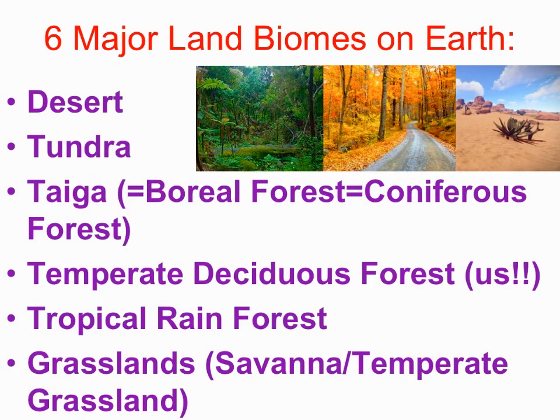So we have 6 major land biomes on Earth, you may recall. The first is the desert biome, the second is tundra. Third, we have taiga, which can also be called the boreal forest or the coniferous forest. Fourth, we have the temperate deciduous forest. That's where we live in Knoxville. Next, we have the tropical rainforest. And last, we have grasslands and 2 distinct types of grasslands, which are savannas and temperate grasslands.